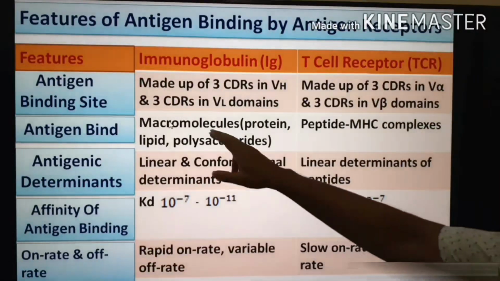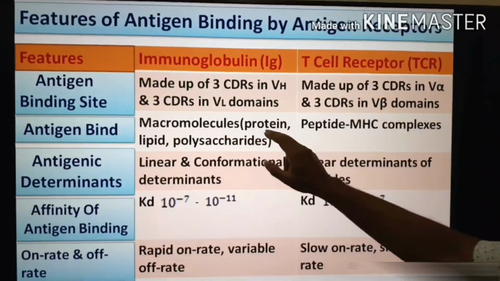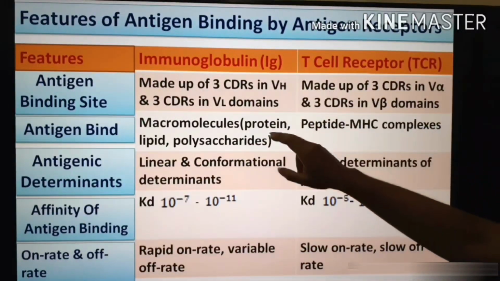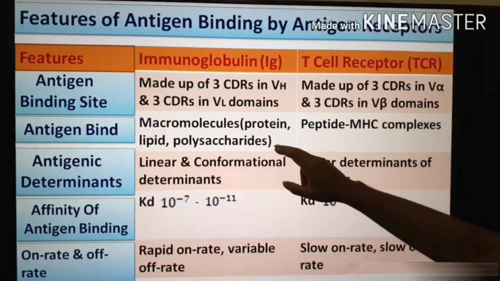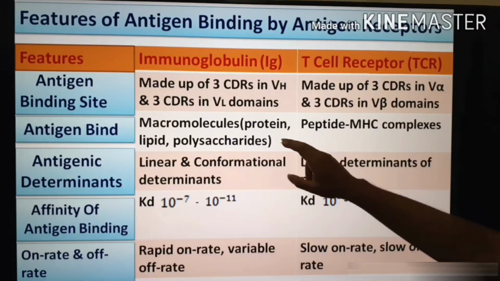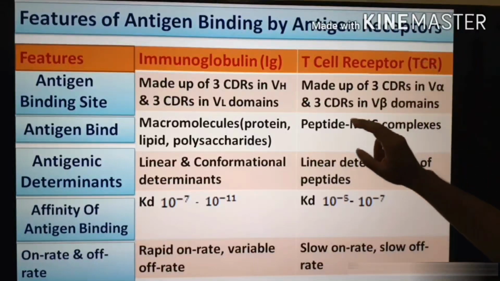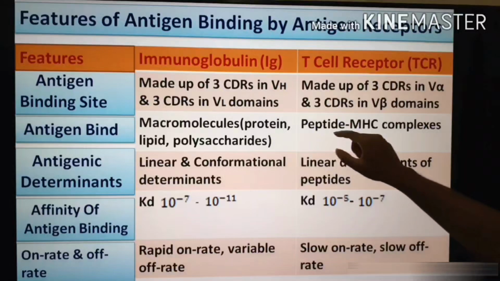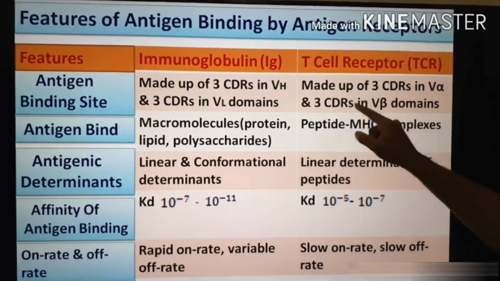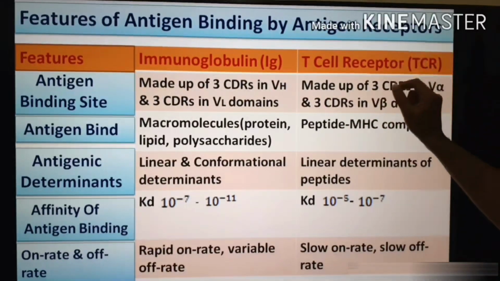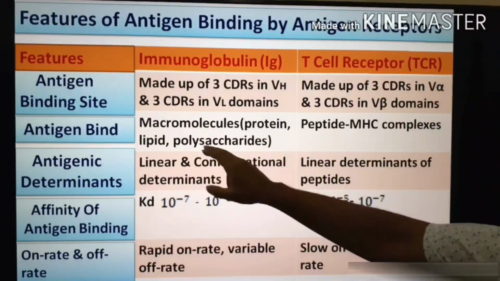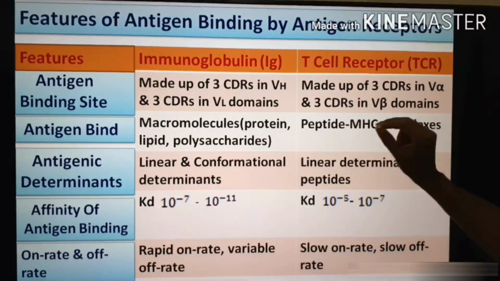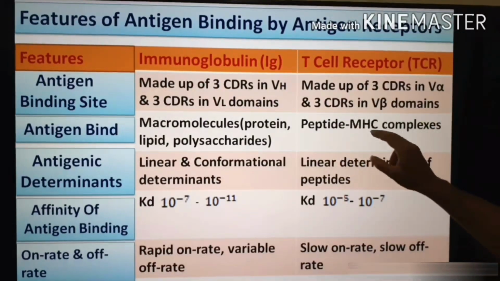Here it is showing macromolecules of any nature, like protein, lipid, polysaccharide. And I want to mention that immunoglobulin or antibody can also bind with a soluble protein or soluble antigen, but T cell receptor cannot bind with a soluble antigen. It can bind only peptide, meaning protein-natured antigen, but with MHC complex molecules. So T cell receptor cannot recognize other antigens like lipid, polysaccharide, and also cannot recognize soluble antigen or soluble peptide. It can only recognize peptide with MHC complex.